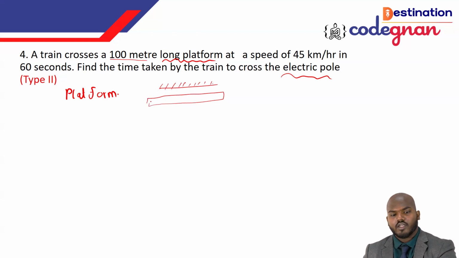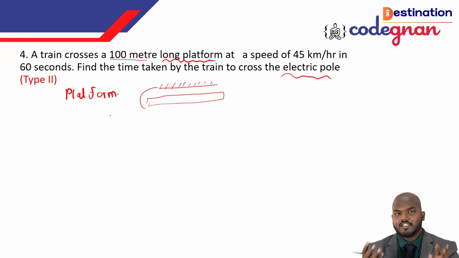Here you have to take both distances. Some people will say the train, of length x meters, is crossing the 100-meter length platform. Then you need to take the two distances. Distance means the length of the train and the length of the platform, how much distance is covered, we are deciding here. The point is, at a speed of 45 km per hour in 60 seconds, that was the thing they have mentioned here.